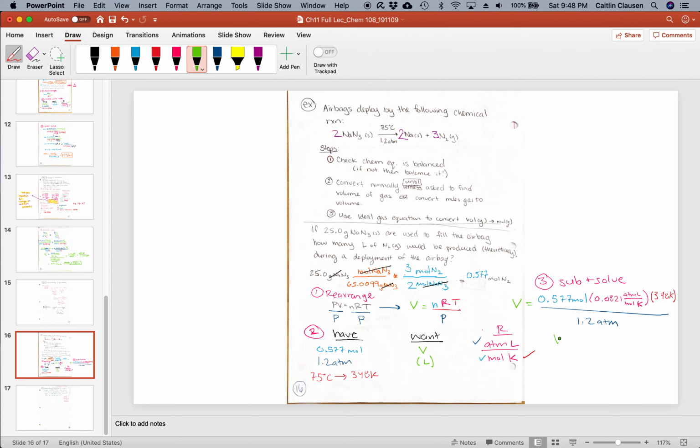Following proper sig fig rounding rules, I see that the lowest number is 2 sig figs, so I report my answer to 14 liters of N2 gas will be produced from this reaction.